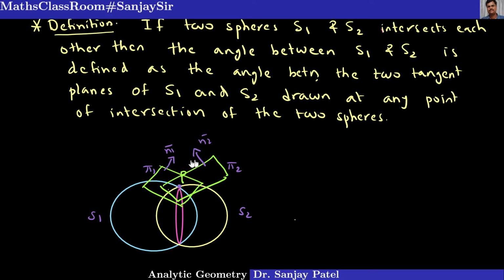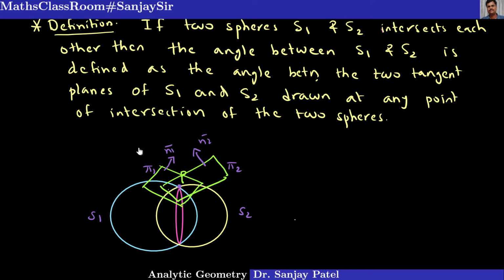The angle between these two, n1 bar and n2 bar, that is the angle between the two intersecting planes, is known as the angle between the two intersecting spheres. So in short, the angle between two intersecting spheres is found by taking any point in the intersection, that is a circle, drawing tangent planes to the spheres at that point, and finding the angle between these two tangent planes. That angle is called the angle between the two spheres.